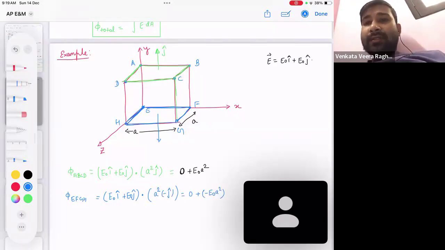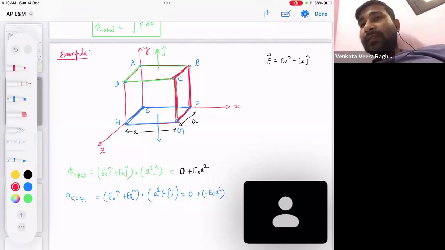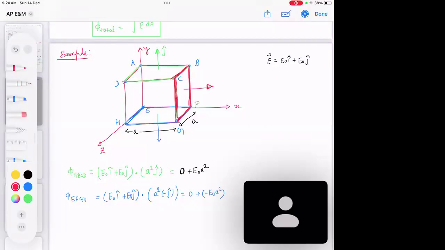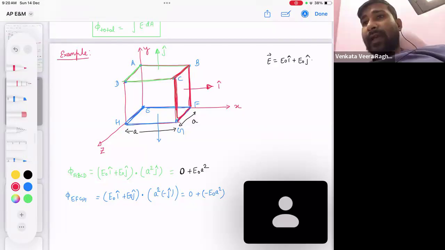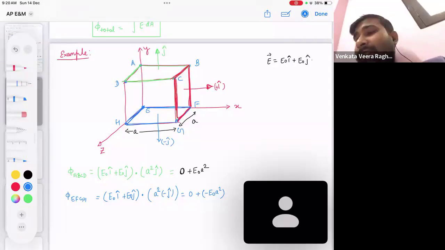Same thing. Let's do it for BCGF. Can we get the answer now? What is the area vector for BCGF? The area vector is normal to BCGF and outward from the surface. So what is the area vector? Plus I cap for this one, minus J cap for the previous one, right? And in the same way, for ADHE it will come as minus I cap as the area vector.